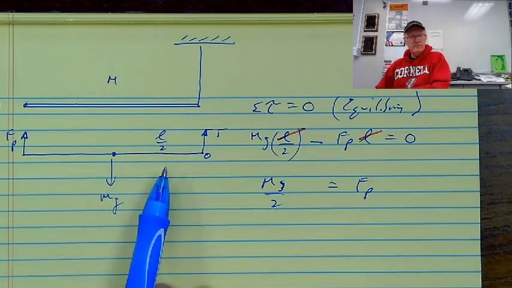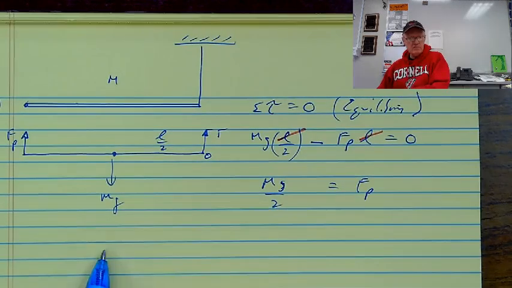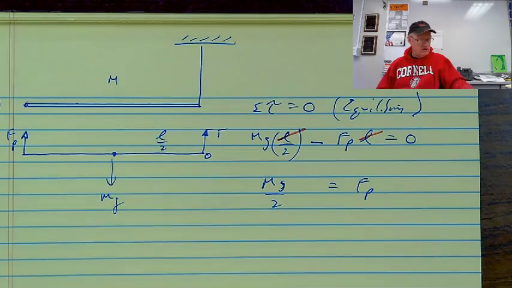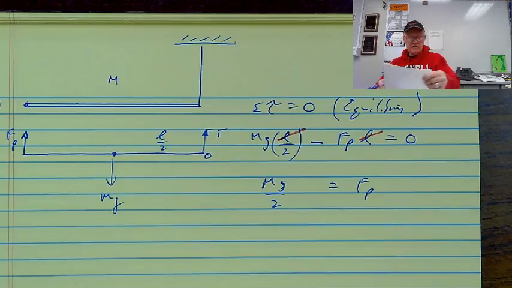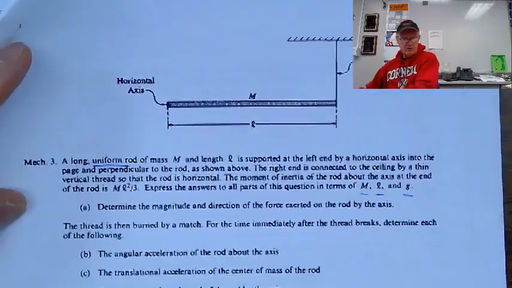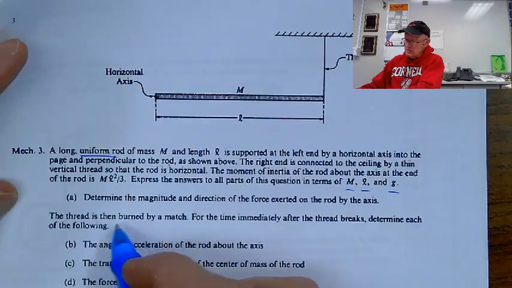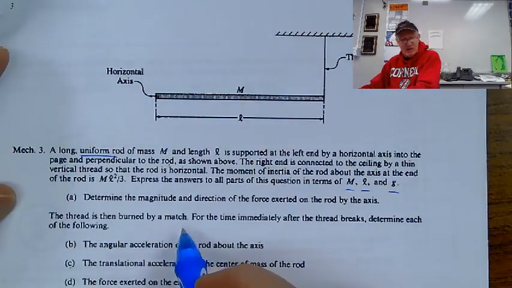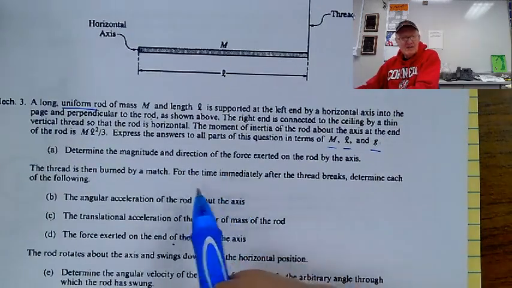Okay, part B. It says the thread is burned by a match. I love that, let's tell a story. It wasn't cut by scissors, it was burned by a match. For some reason that's important. For the time immediately after the thread breaks, determine each of the following: the angular acceleration of the rod about the axis, so this thread goes away and things start to fall; the translational acceleration of the center of mass of the rod; the force exerted on the end of the rod by the axis.